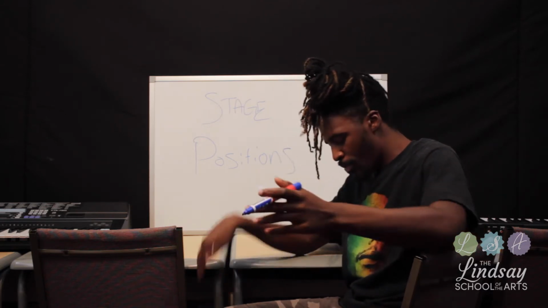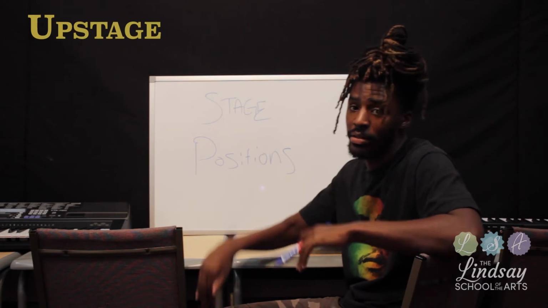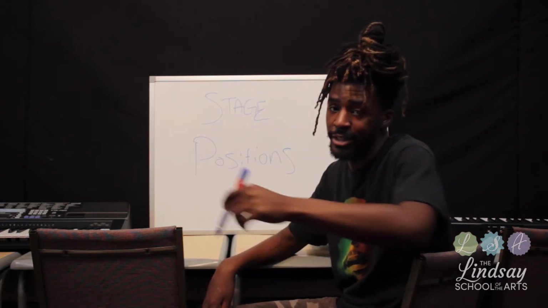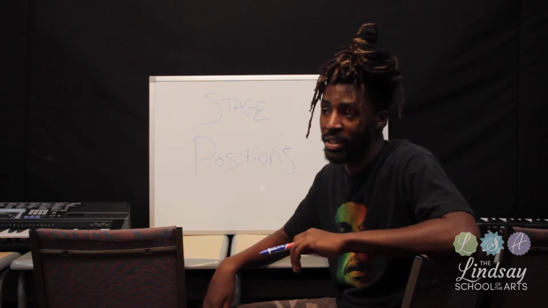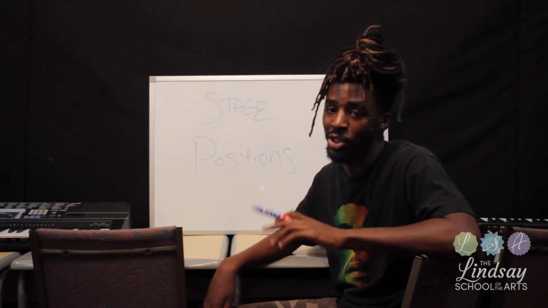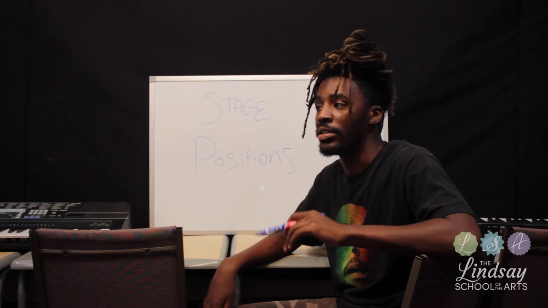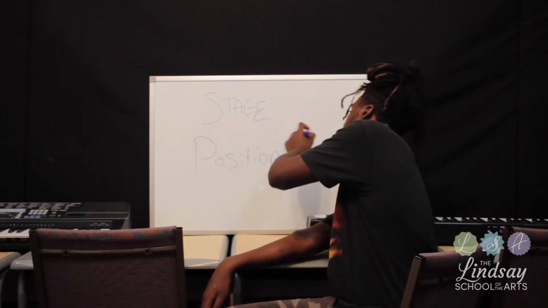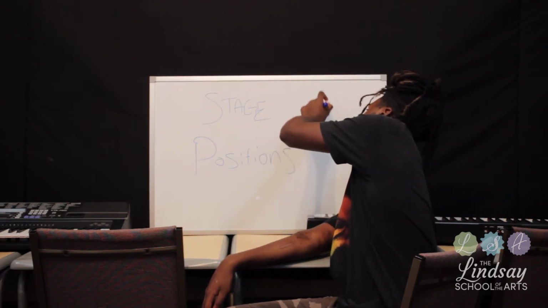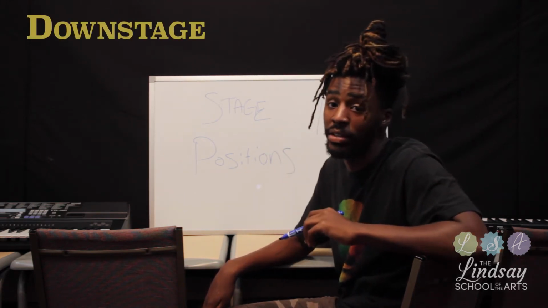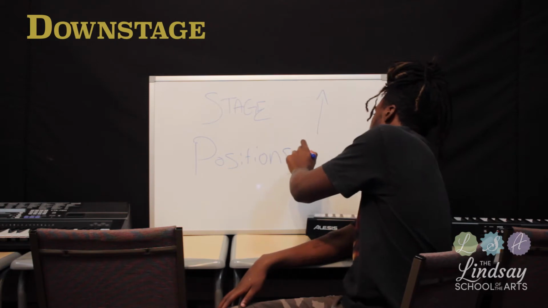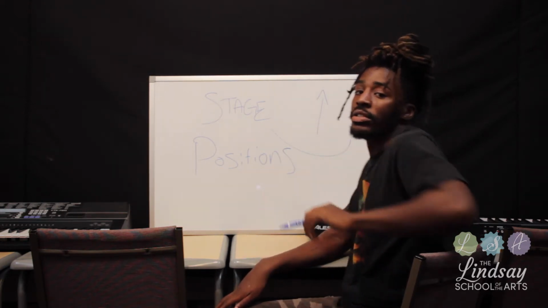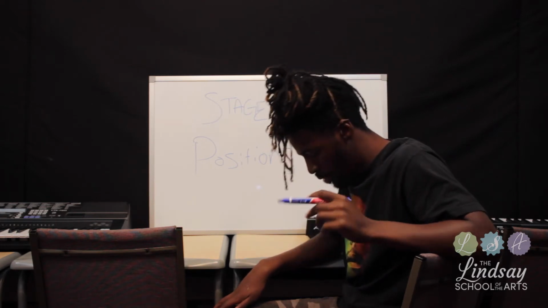For example, you have your upstage, right? And you would think that upstage is like the very front of the stage, where people can see you, but it's not. Because all your stage positions are kind of based on your audience. So the upstage is this piece of the stage farthest from the audience. And your downstage is this area, like that curve, closest to the audience, right?